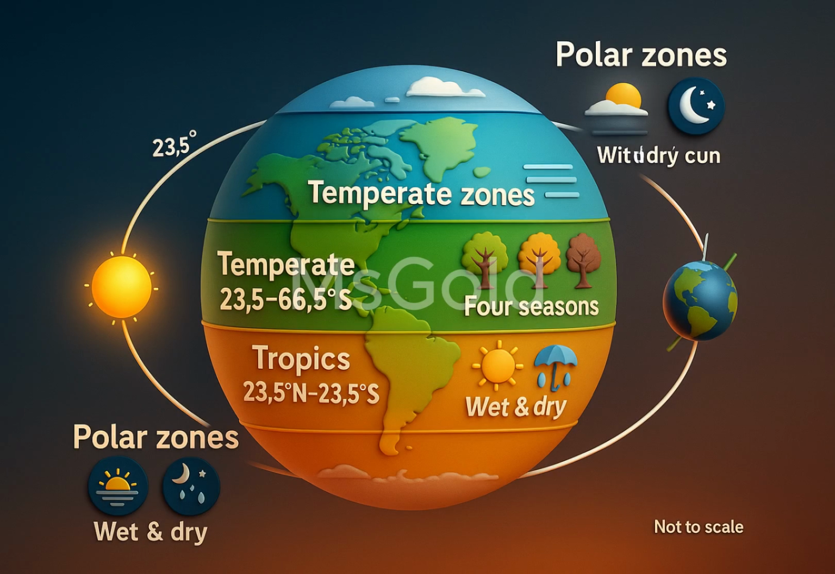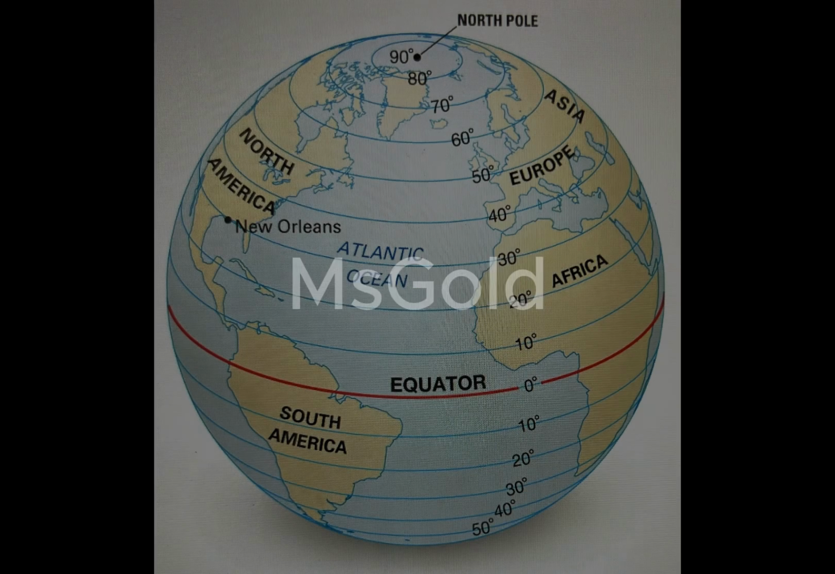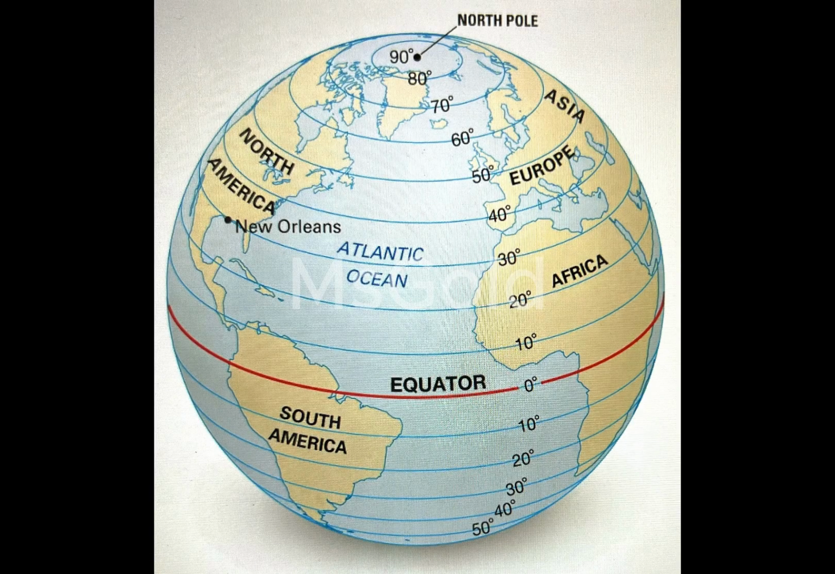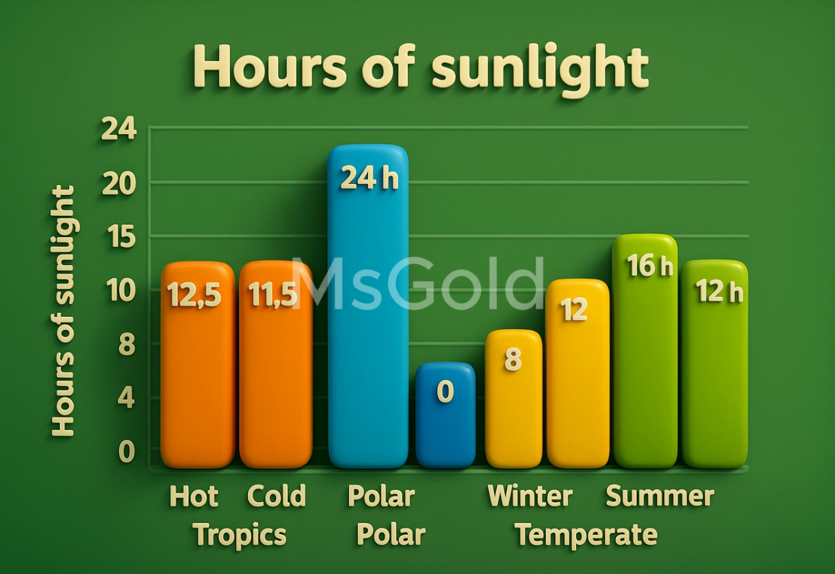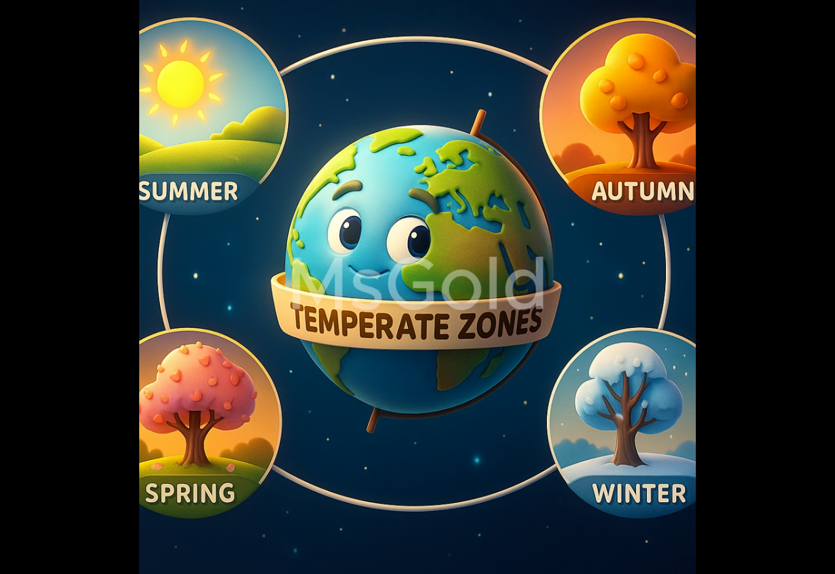In the temperate zones between about 23.5 degrees and 66.5 degrees north and south, the sun is high and the days are long in one part of the year we call summer, and low with short days in another we call winter. Between those come the changeover times, spring and autumn, so we feel 4 seasons.